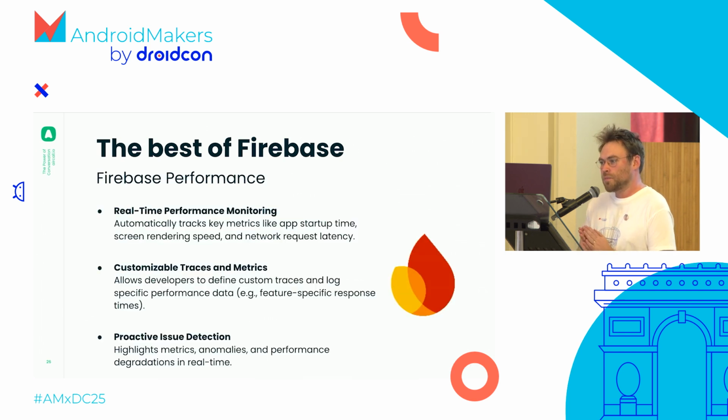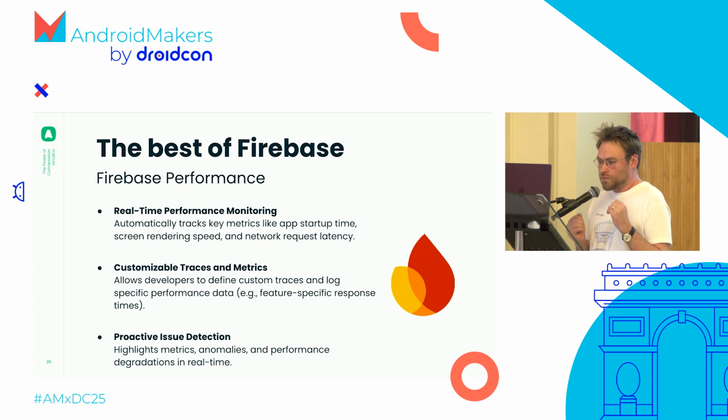Another good thing of Firebase is Firebase Performance. This allows us to have real-time performance monitoring, and to track key metrics in the application, like the startup time, screen rendering on critical screens, network latency, and so on. We can also send customizable traces, allowing developers to define custom traces. For example, one of our key critical paths in the app is to receive a call. So we are monitoring if there is any latency, in the best case scenario, between receiving the push notification and the call being displayed on the screen.